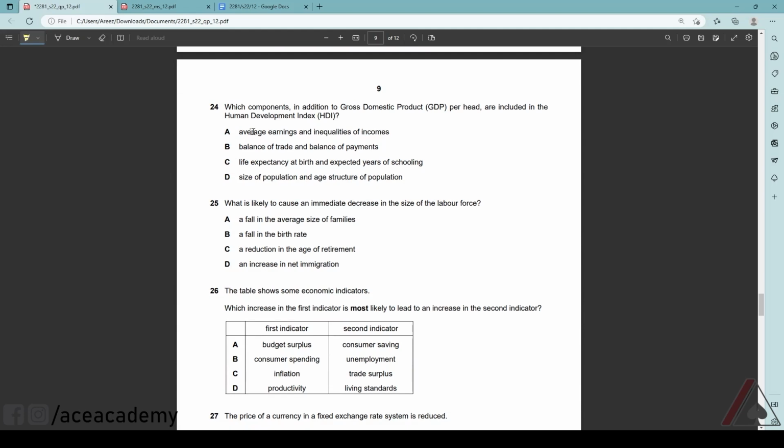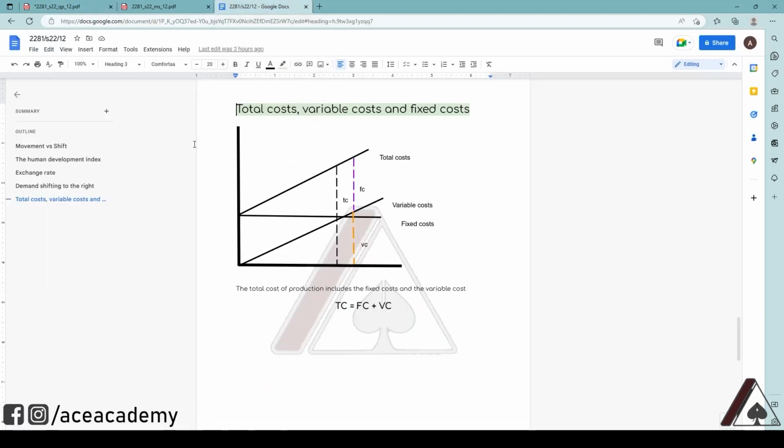Which components, in addition to the gross domestic product GDP per head, are included in the Human Development Index, HDI? A lot of people get confused on this question as well. We're going to look in detail at what the Human Development Index is. All right.